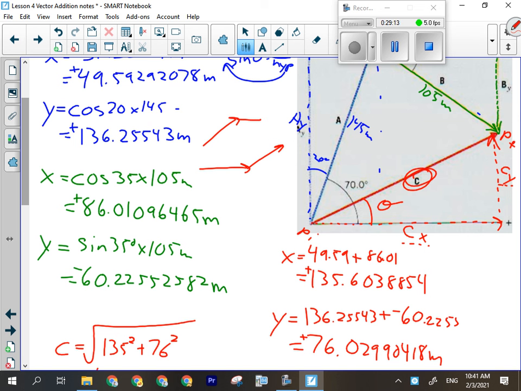Ready with me there? So the steps, always the same. Draw the diagram, identify x's and y's, calculate them, add the x's together, add the y's together, Pythagorean Theorem, trig, done. 6 steps every time. Always the same 6. All right, questions on what we did there?